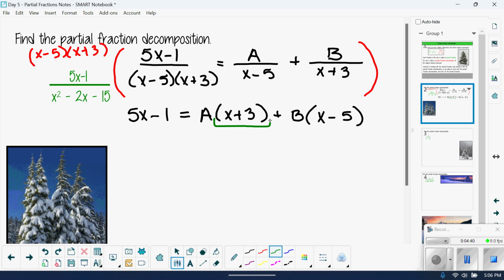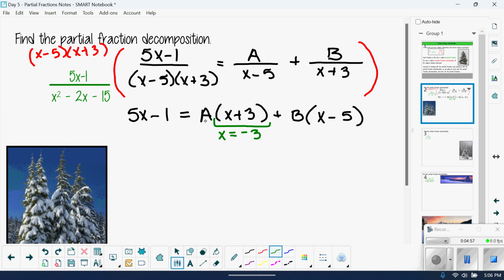I'm going to start by eliminating a. Well, the only reason I can get rid of a is if I were to let x equal a negative 3. Because think about this. If I put a negative 3 right here, I would have negative 3 plus 3, which is 0. And 0 times a just turns into 0.